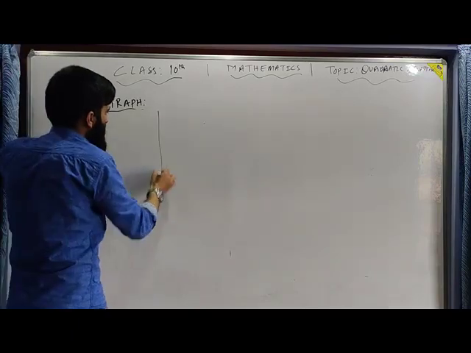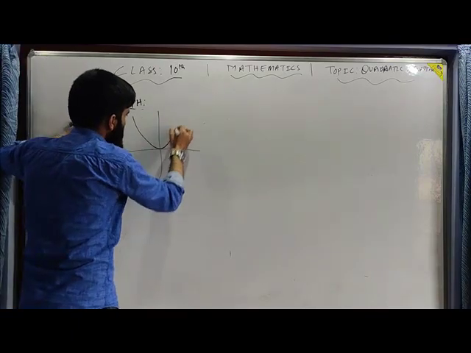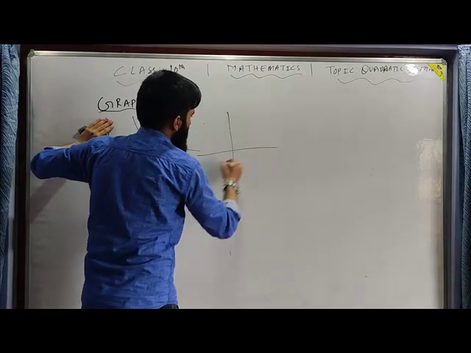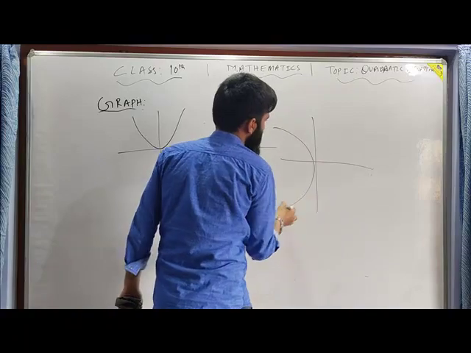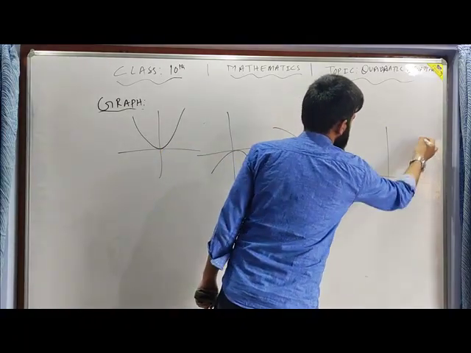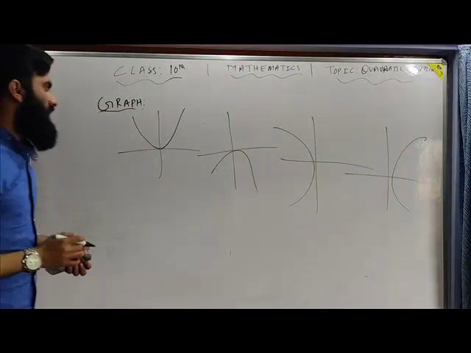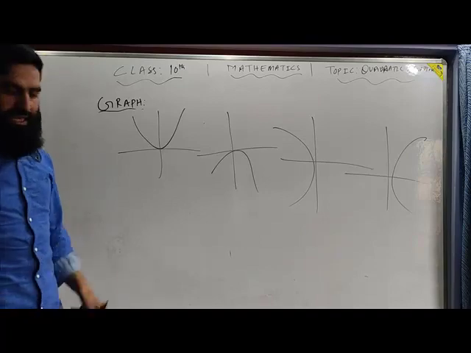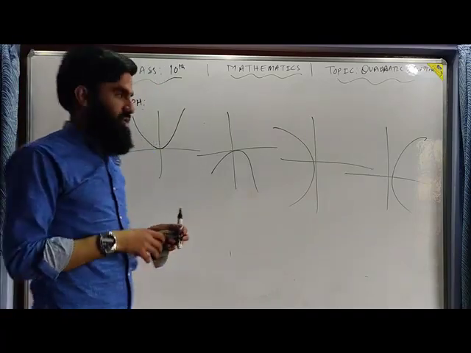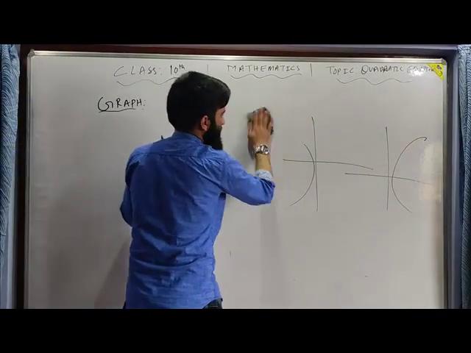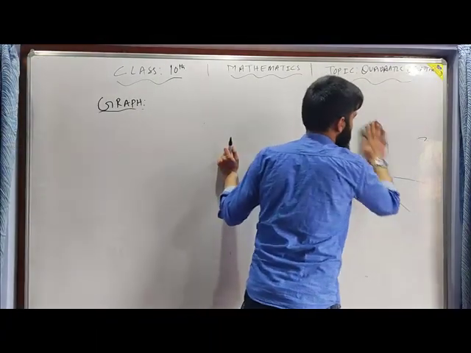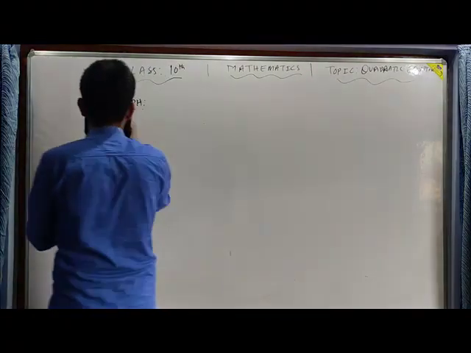So, a parabola will be like this, either this upward one, okay? Either this downward one, okay? Either this left-hand one, okay? Or this right-hand one, okay? These kinds of curves you are going to study keenly in 11th standard, that is conic sections, okay? So, this was the graph of a quadratic equation, and you can sketch myriads of graphs for myriads of equations, okay?